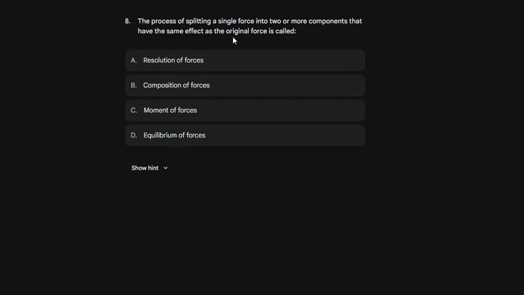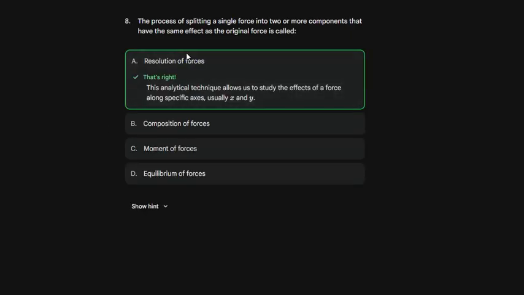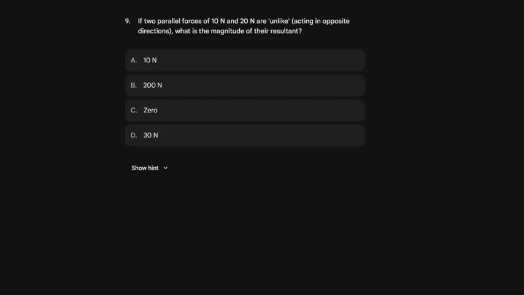The process of splitting a single force into two or more components that have the same effect as the original force is called your principle of resolution. So resolution of the forces is the correct answer for this question.